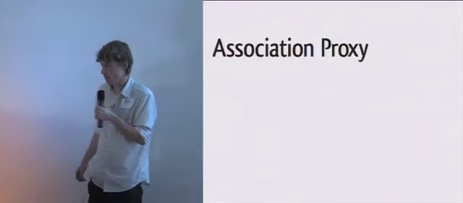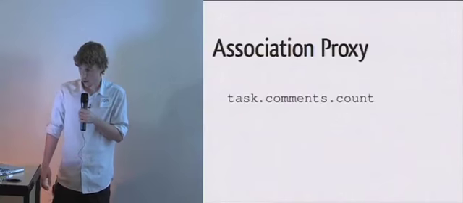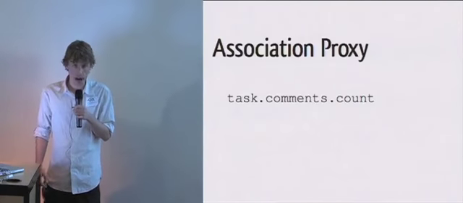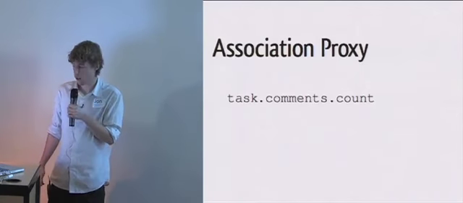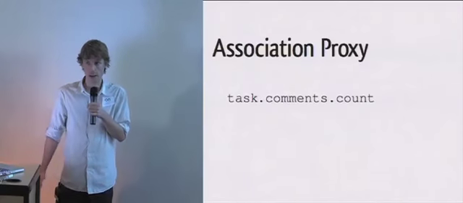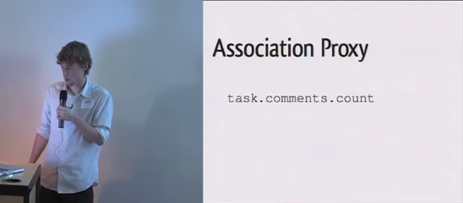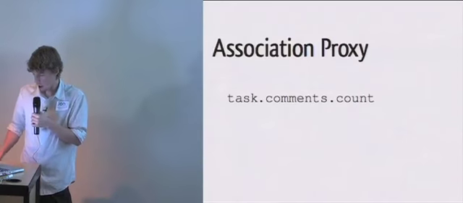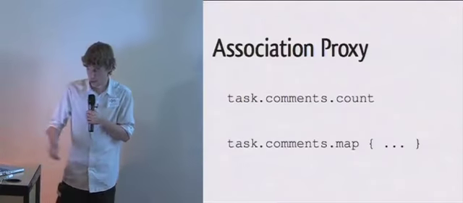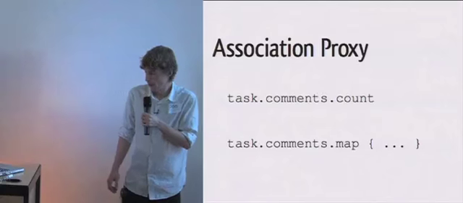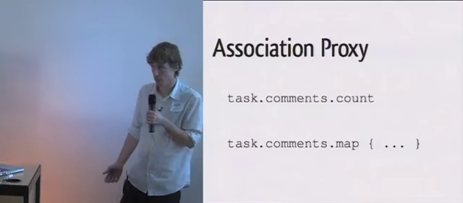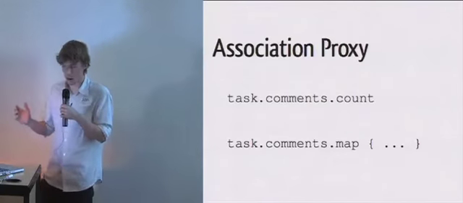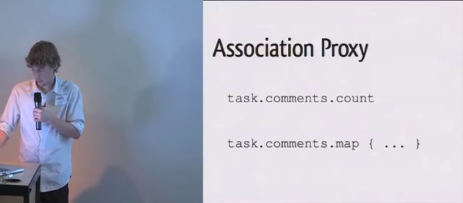One area of associations in Rails is the association proxy. And this is the object that allows you to do things like this. So task.comments.count, where comments is an association, will actually send a count query to the database, as opposed to sending a count method call to an array of objects. But on the other hand, if you do something like this, task.comments.map, then it will actually load up the comments from the database and then get that array of comments and call map on that array.